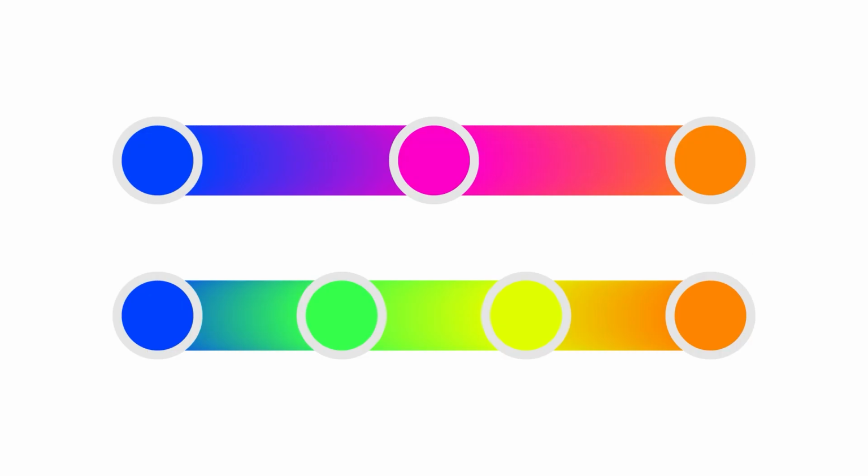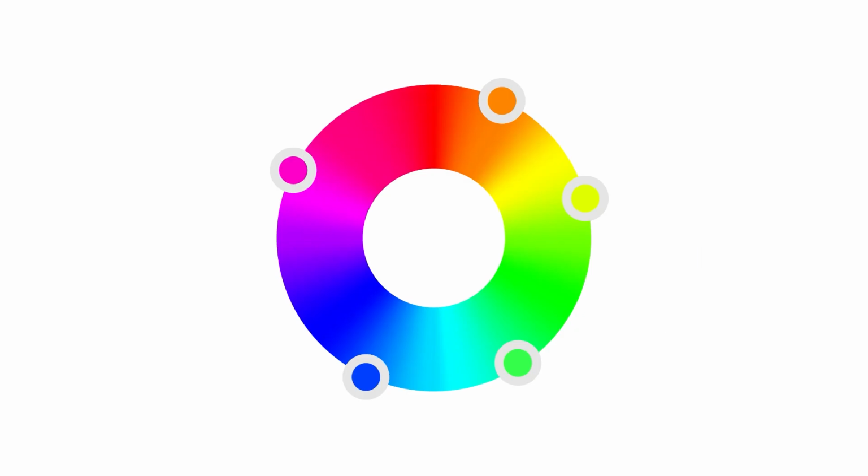So to avoid having a dirty midpoint when creating a gradient between complementary colors, you need to manually add at least one new color stop in the middle of the gradient and set it to a color which is situated between these two complementary colors on a color wheel.